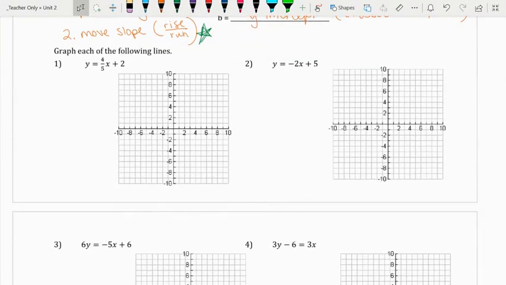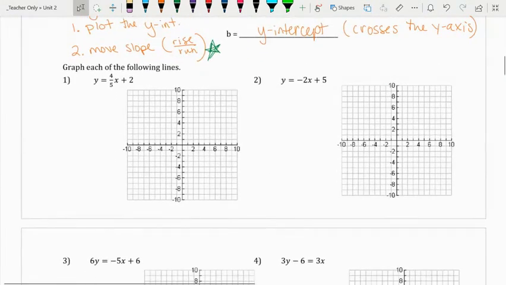So if we look at number 1, okay, again, following our 2 steps here, we're going to plot the y-intercept first. The y-intercept comes from our b value. So because it says +2, we're going to move up 2. Okay, we always start with the y-intercept, and that is your y-axis, right? Then we're going to move our slope. So if m is 4 over 5, that means we're going to move up 4, right 5, because they're both positive, so that means up and right. So we move up 4, right 5, plot our point.